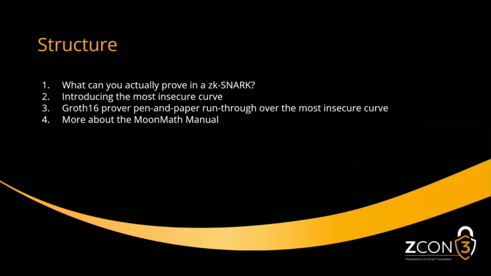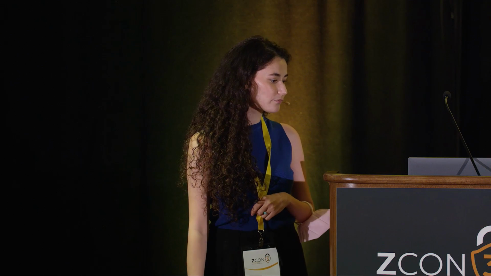Okay, so let's dive in. What is the structure of this workshop? So first, we're going to answer the question of what you can actually prove in a ZK Snark, because we always talk about proofs in ZK Snarks, and I normally get the question, but what can you actually prove in a ZK Snark? What are statements that we actually can prove? The second thing we're going to look at is that we're going to introduce the most insecure curve, because we need a very, very small curve. It's very insecure for our pen and paper example, which we will then cover in our third section of this talk, or workshop as well, so please feel free to ask questions. We're going to do a Groth16 prover pen and paper run-through that I prepared over that curve, and then in the end, we're just going to quickly tell you more about the material that is on that URL that I showed before.